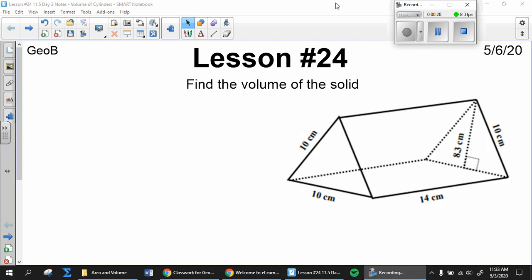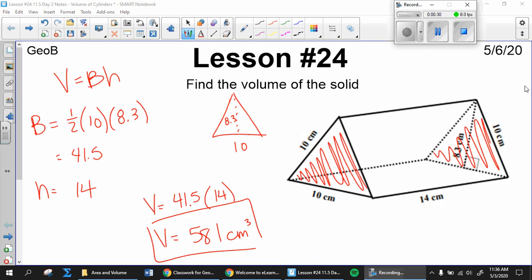To start off, I want you to find the volume of this triangular prism. Pause your video, work this out, and then unpause your video. All right, guys, so this is a triangular prism. We should have done volume equals area of the base times the height. So the area of our triangle is 41.5 times 14, which gives us 581.